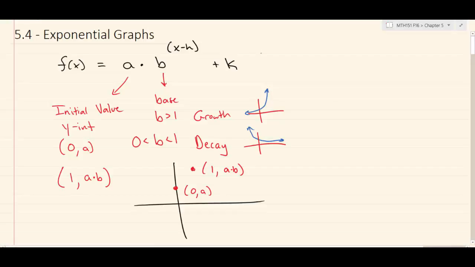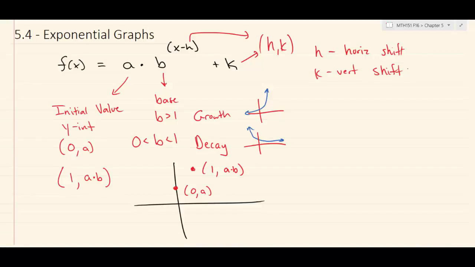Finally, the last two variables are h and k, h coming from the power x minus h, and k coming from a constant that you add at the end of the equation. And these are the same h and k we've been playing with the whole entire time. h is your horizontal shift, and k is the vertical shift. We've identified what a does. a controls your initial value. It is also a player in the (1, ab) scenario, so you have to be aware of what a is. b controls your base. h and k control your horizontal and vertical shifts.